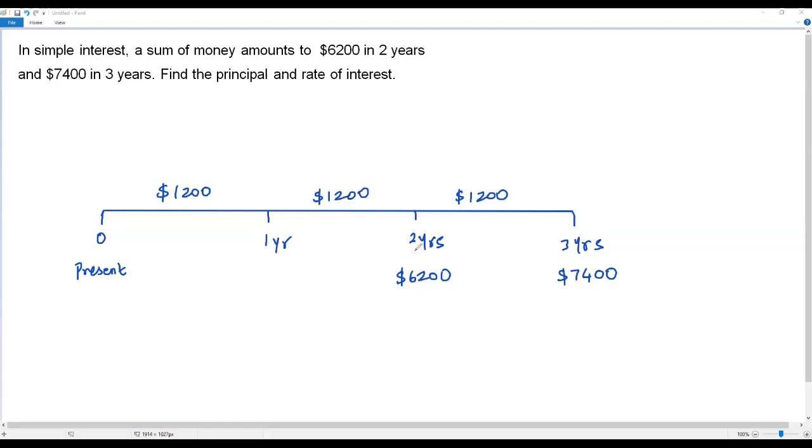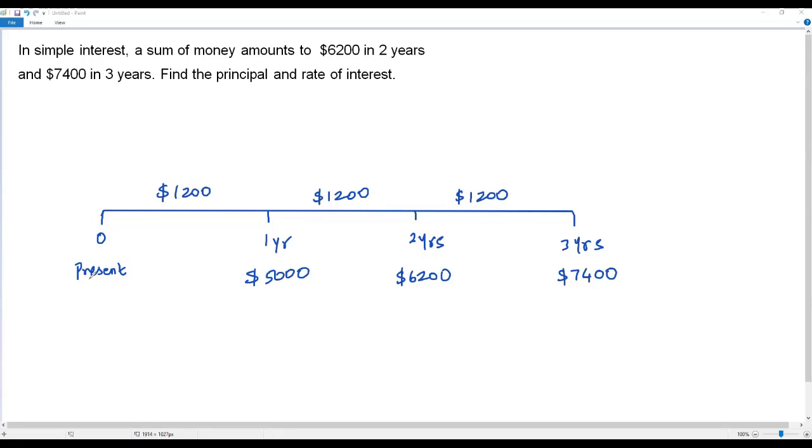Okay, so at the end of 2 years, we have a $6,200 balance. Then what is the balance at the end of the first year? To know that, we have to subtract the interest earned in the second year from the balance at the end of the second year. That is, we subtract this interest $1,200 from this $6,200. When I do the subtraction, I get $5,000. So this is the balance at the end of the first year.